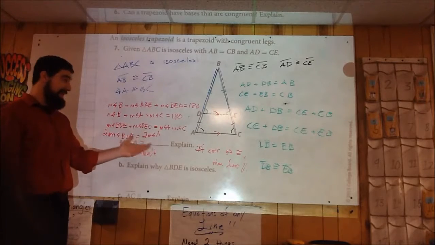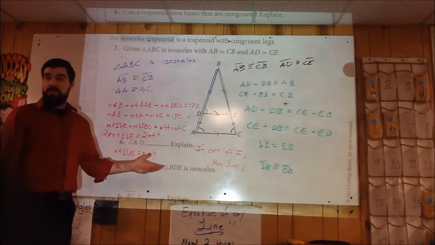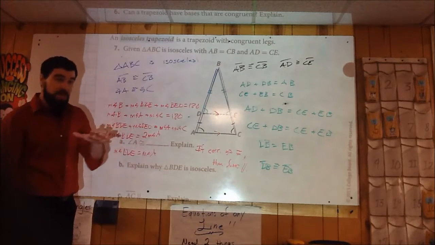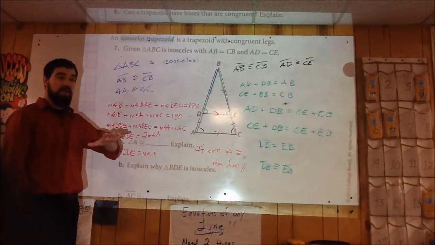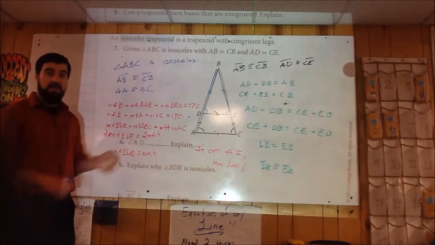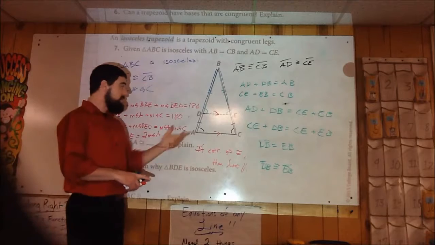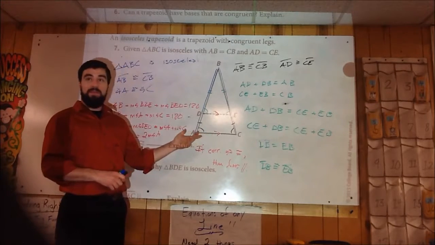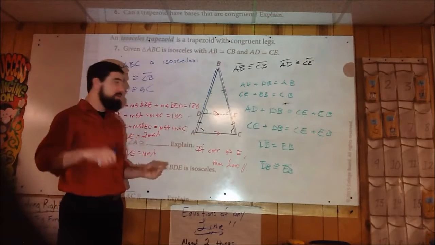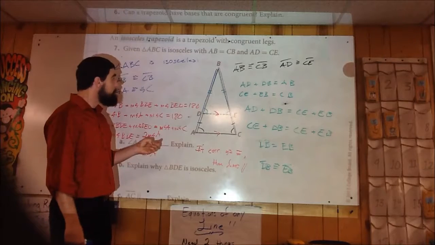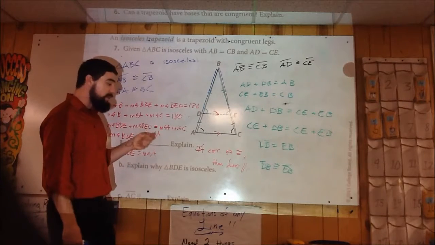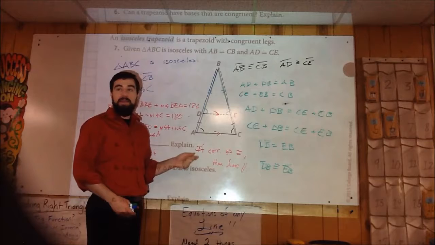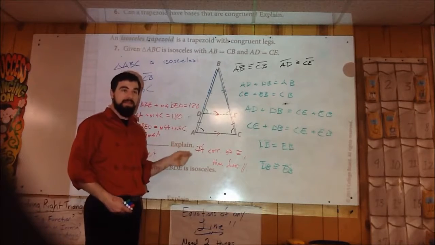You need to prove that this is a trapezoid. Whenever you're trying to prove a quadrilateral is a trapezoid, you have to go back to the original definition. The definition states that it's a quadrilateral, 4 sides, 4 angles. Check that out. But it's a quadrilateral with exactly one set of parallel sides.